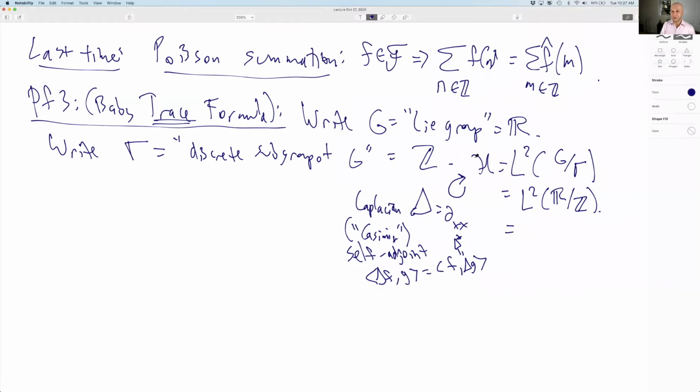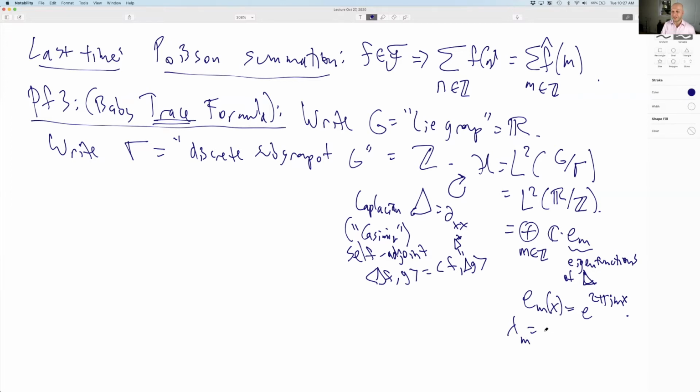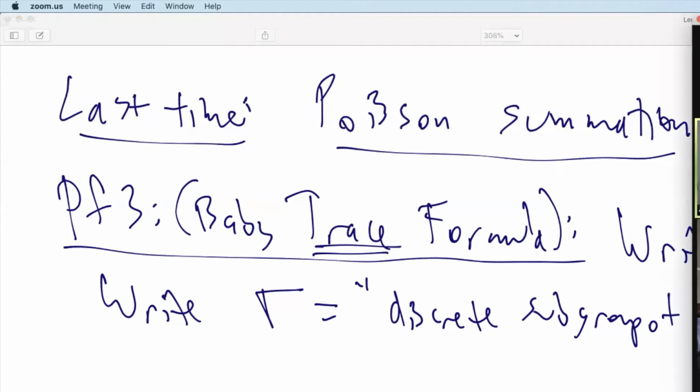And it decomposes this infinite dimensional vector space into an infinite, but countable, sum of eigenfunctions of the Laplacian with eigenvalue lambda m. To be completely explicit, these are e to the 2 pi i m x. That's the function. And the eigenvalue lambda m, so this is the spectrum of the Laplacian, is what? Does anyone remember? Or you could rederive it. You're taking two derivatives of the exponential function.